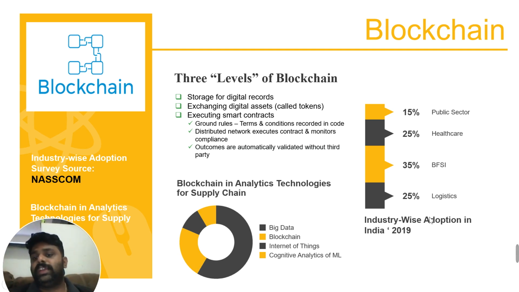So here, regarding industry-wise adoption, in India in 2019 we have seen where blockchain has been placed. In industry-wise adoption of blockchain, in the public sector there is 15%, in the health sector 25%, and in BFSI, that is supply chain management, there is a 35% increase. And finally, a new trend has come, that blockchain is also getting applied for logistics.